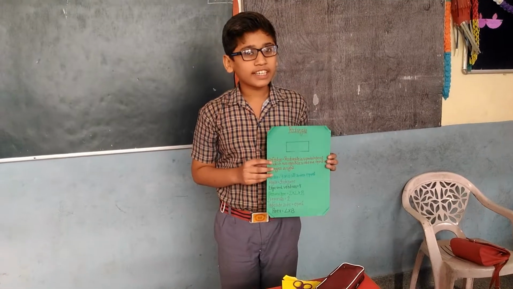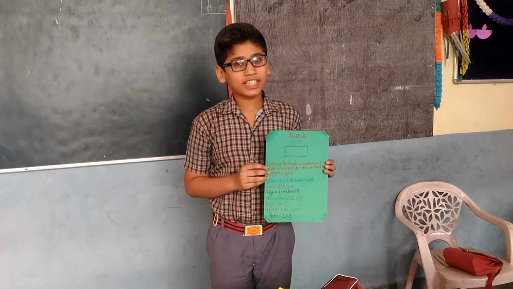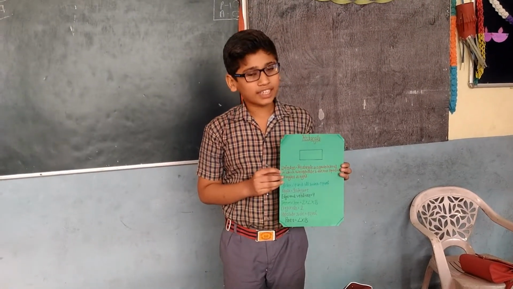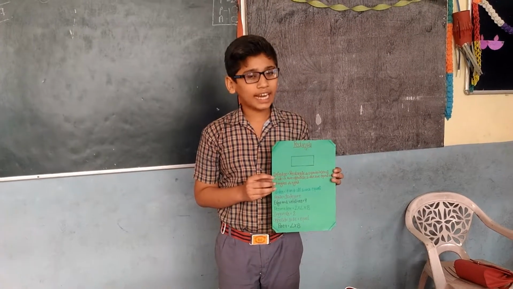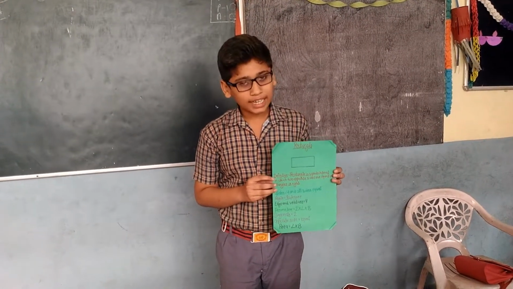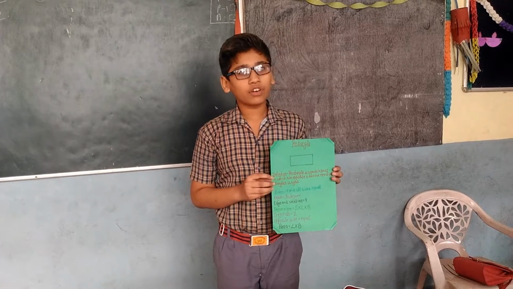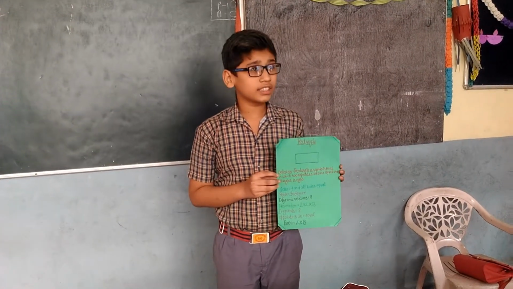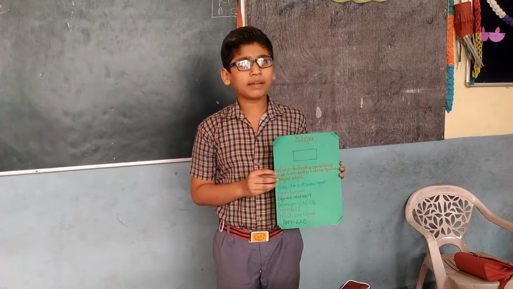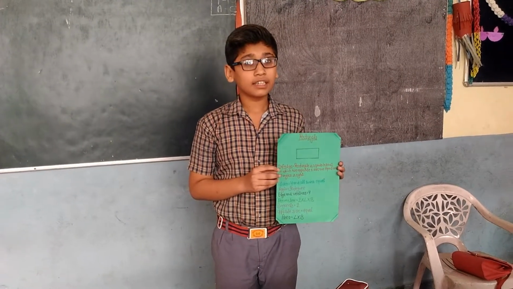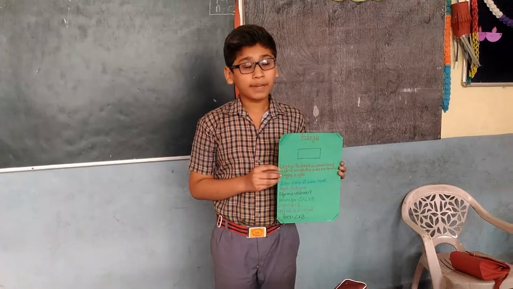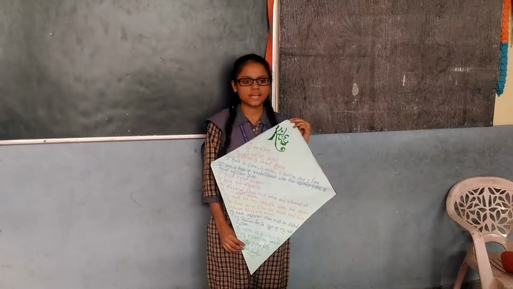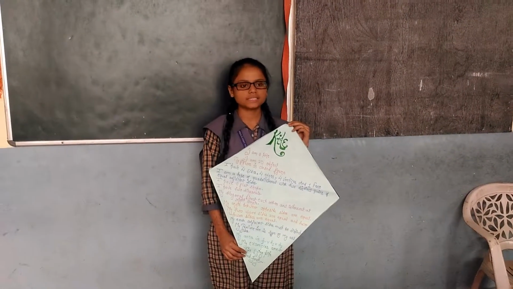I am a quadrilateral in which two opposite sides are equal and all angles are right angles, and I have four sides. I have four vertices and four edges. My area is length multiplied by breadth. My perimeter is 2 multiplied by length plus breadth. I am a 2D object and my figure is a closed figure.